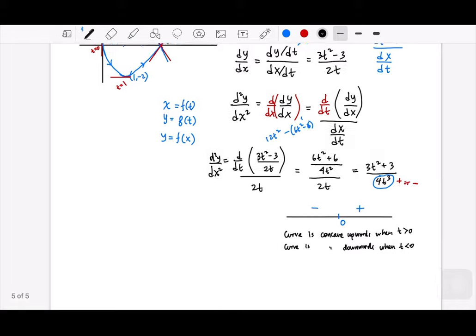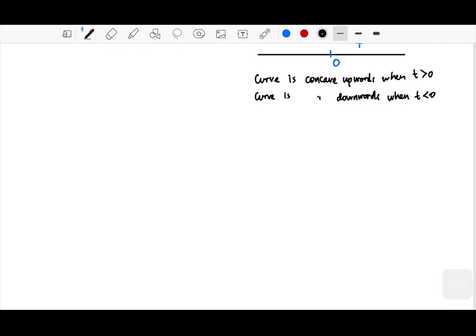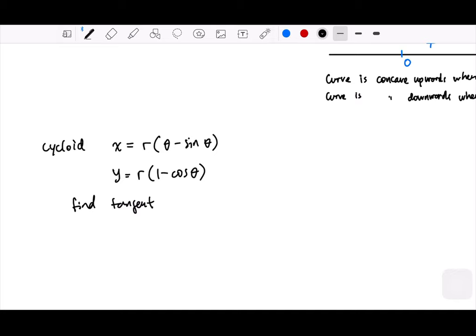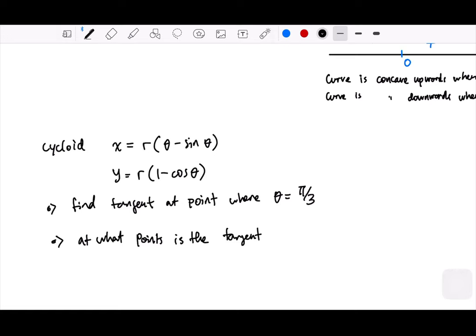Okay, and probably the last example, and maybe it will not be finished yet. We have a cycloid. Find the tangent at the point where theta is pi over 3. And at what points is the tangent horizontal? Or vertical.